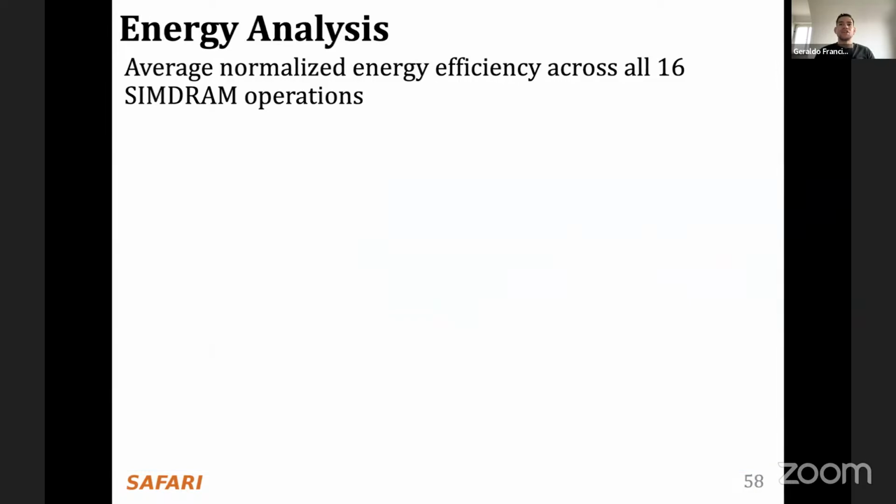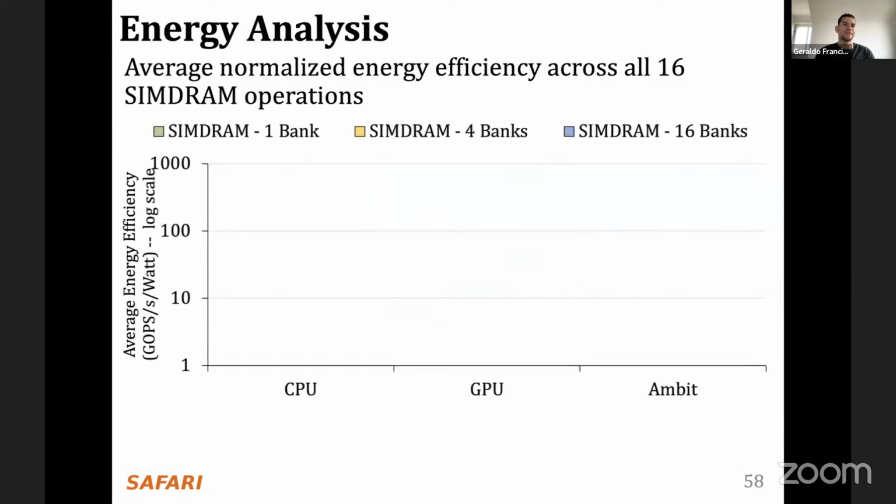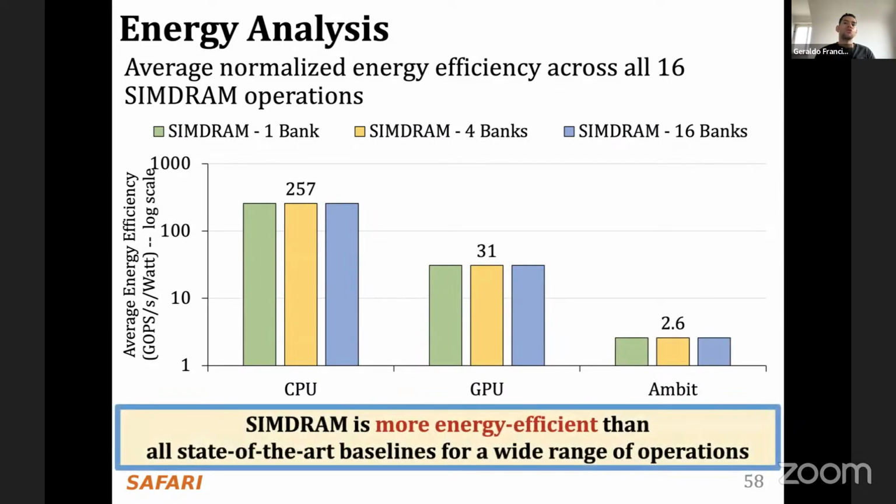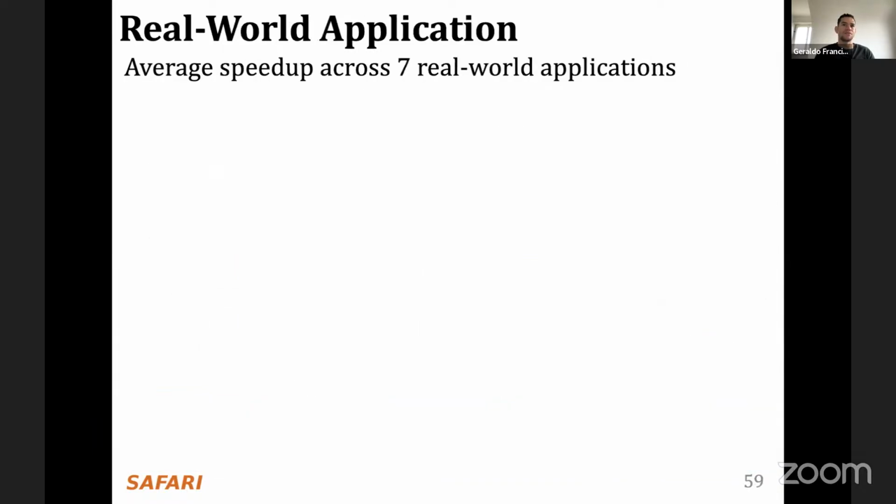Second, we compare the energy efficiency across all 16 DRAM operations normalized to the 3 baselines. Here, the x-axis shows each one of the 3 baselines we evaluated, and the y-axis shows the average normalized energy efficiency in throughput per watt. We make the following observations. First, SIMDRAM provides 275 times the energy efficiency of the baseline CPU, 31 times the energy efficiency of the high-end GPU, and 2.6 times the energy efficiency of Ambit. We conclude that SIMDRAM is more energy efficient than all 3 state-of-the-art baselines.